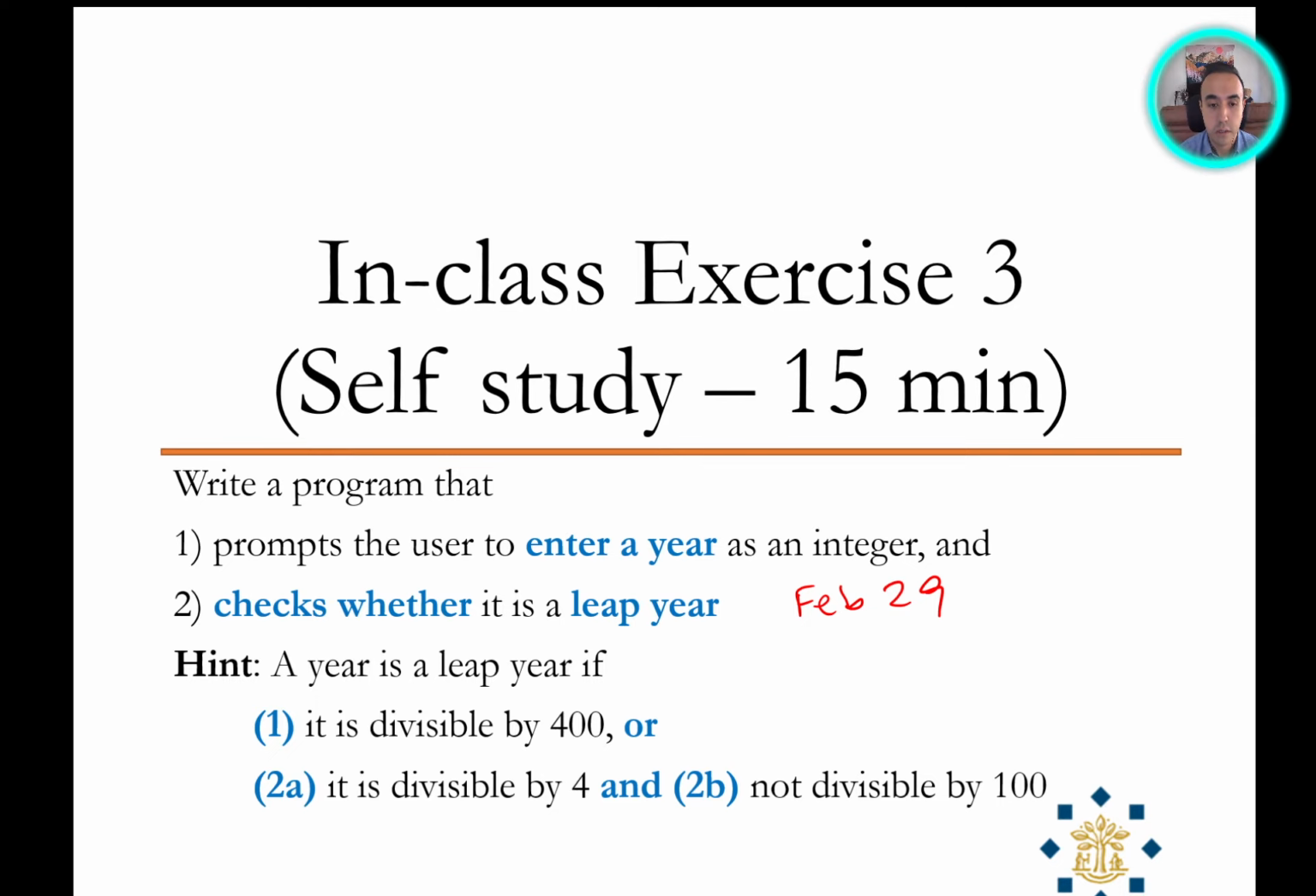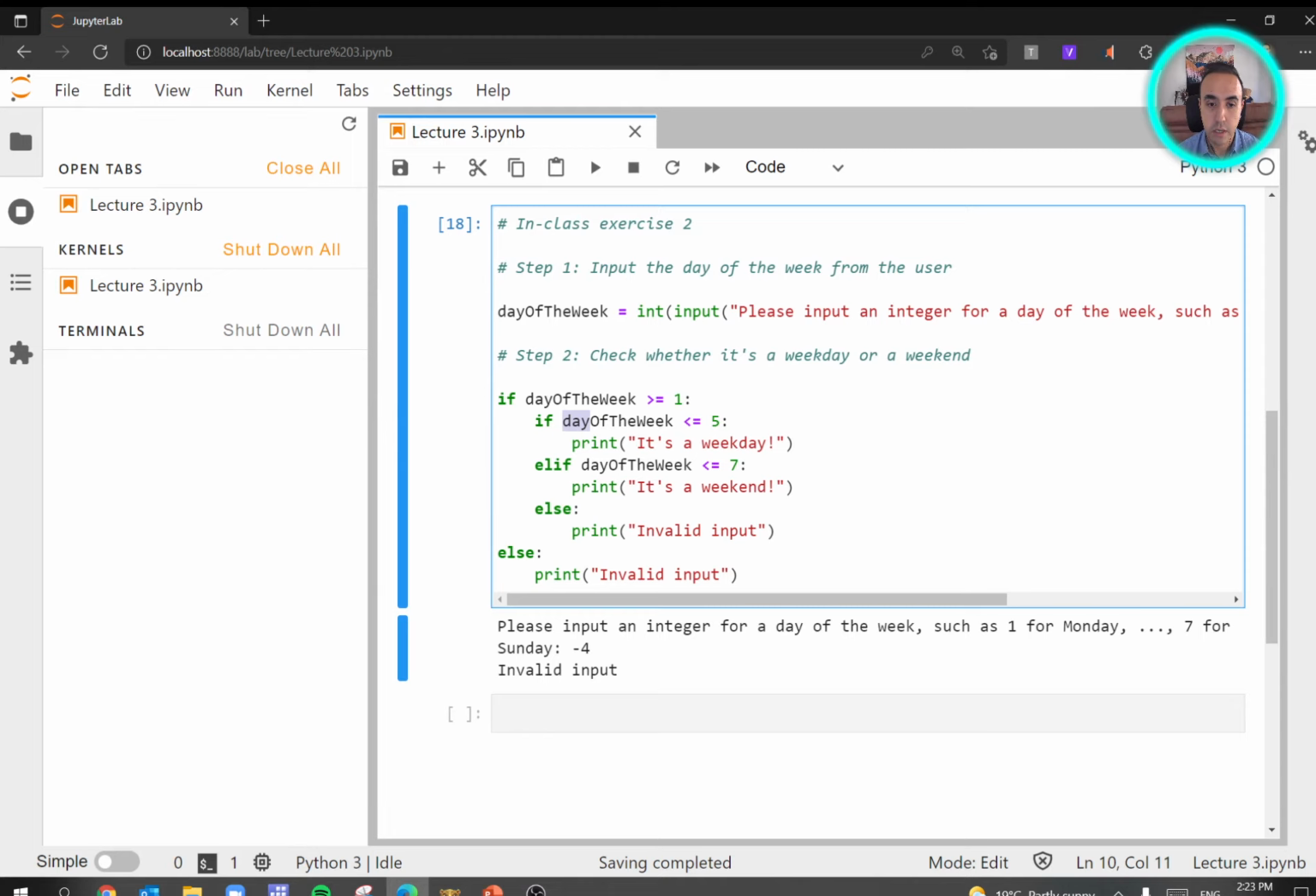So the definition is that it's either divisible by 400, or it is divisible by 4 but not divisible by 100. Okay, so if you want to do it yourself, just pause the video here and try to do it in the next 15 minutes, or you can just follow me. I'll do it for you guys.